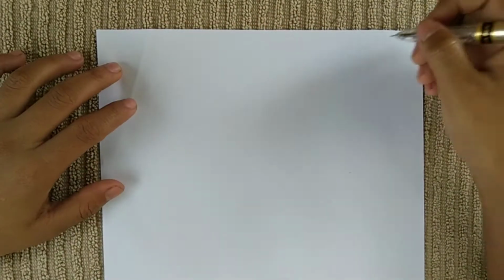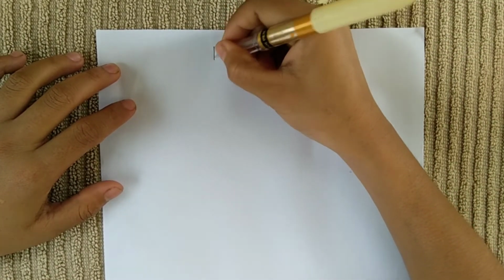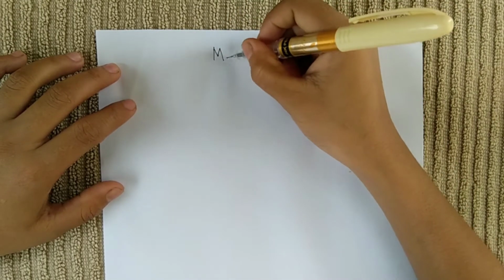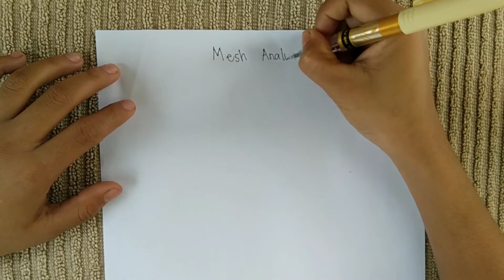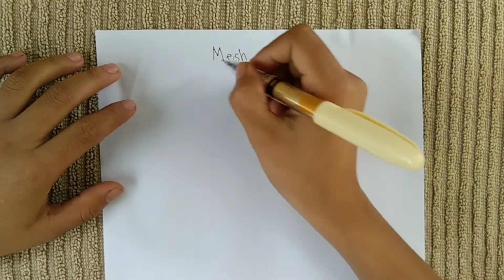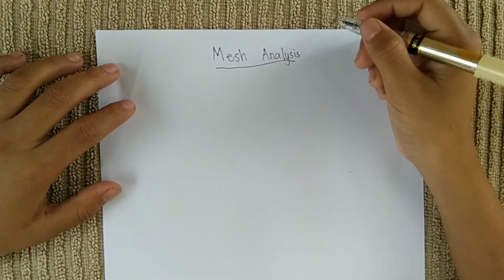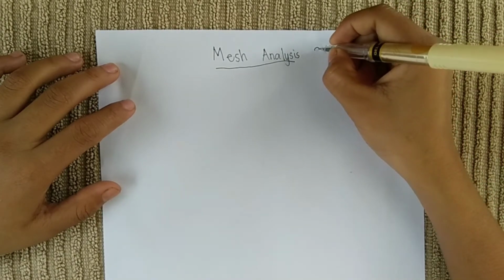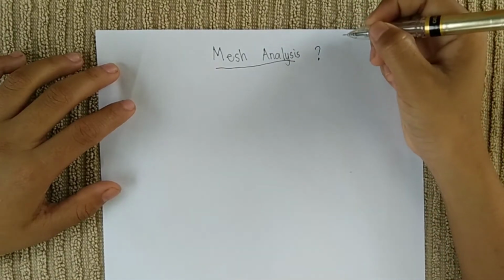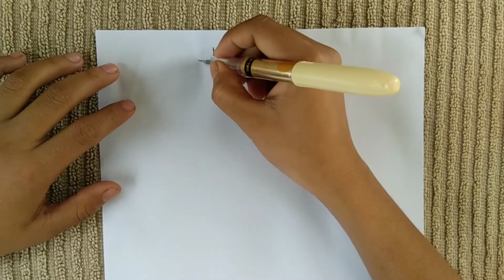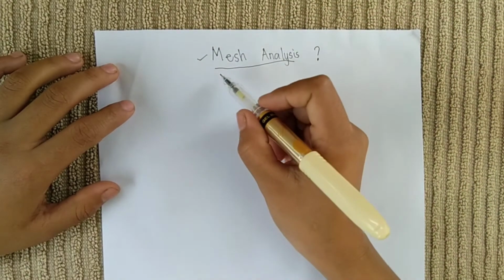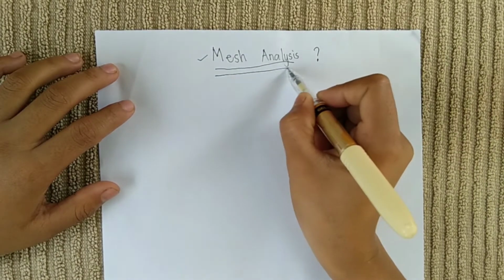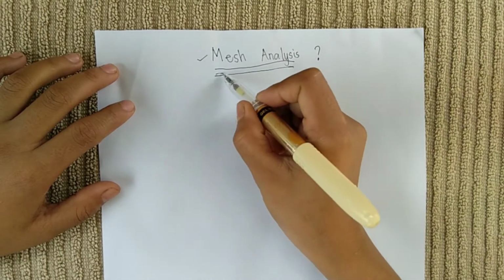Hello everyone. In this video, we're going to discuss mesh analysis. Mesh analysis is a technique used to find the current circulating around the loop. We're going to discuss what mesh analysis is, and the procedure and the rules.